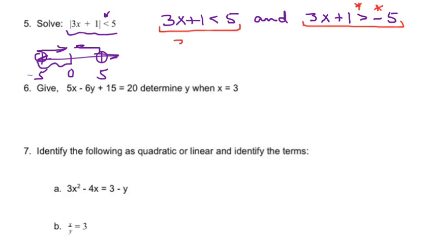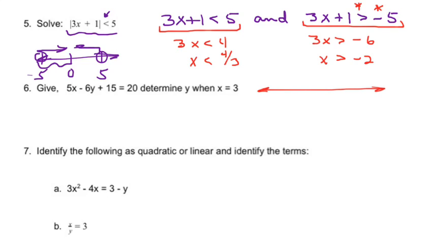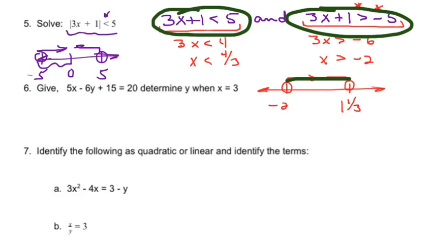Then we just solve each of these. 3x is less than 4, so x is less than 4/3. And 3x is greater than negative 6, so x is greater than negative 2. So if we graph these two solution sets, we get x greater than negative 2. That goes this way, and x is less than 1 1/3 if you want a mixed number. These two solutions overlap right in between negative 2 and 1 1/3, and those are the x values that would cause both to be true at the same time.